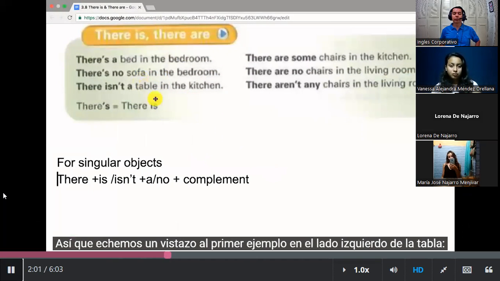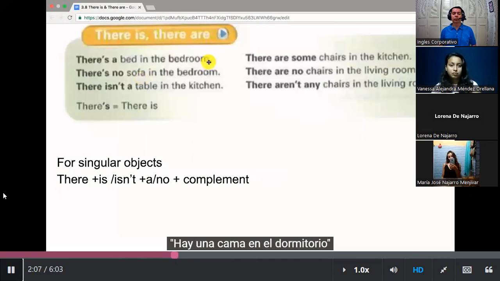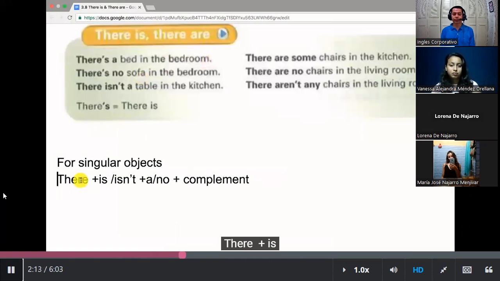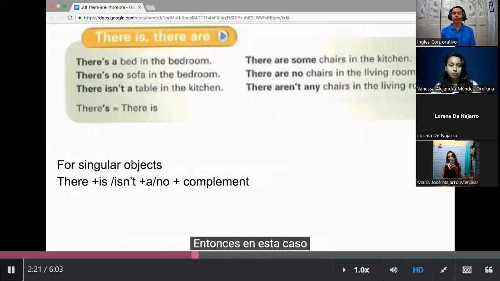So let's take a look at the first example on the left hand side of this chart. There's a bed in the bedroom. This is a singular object, so we're going to follow the formula there plus is or isn't plus a or no plus some kind of complement. So in this case we use there, then the verb to be is.